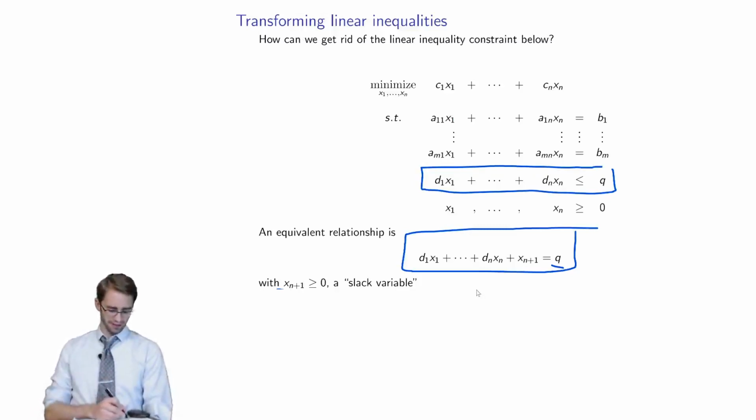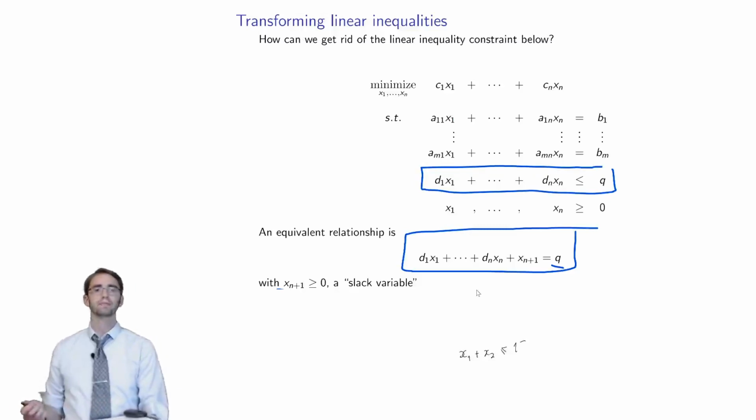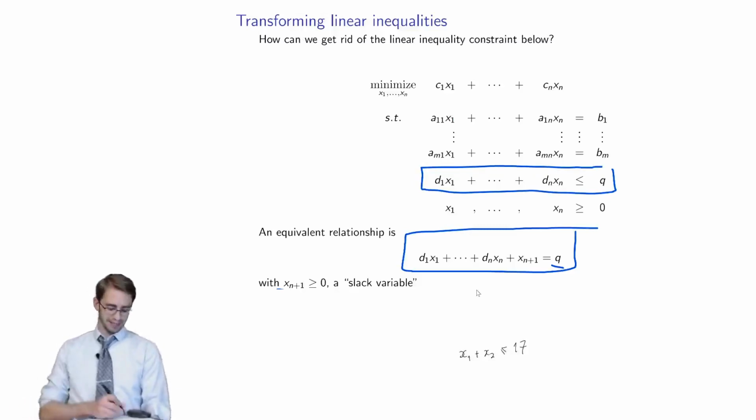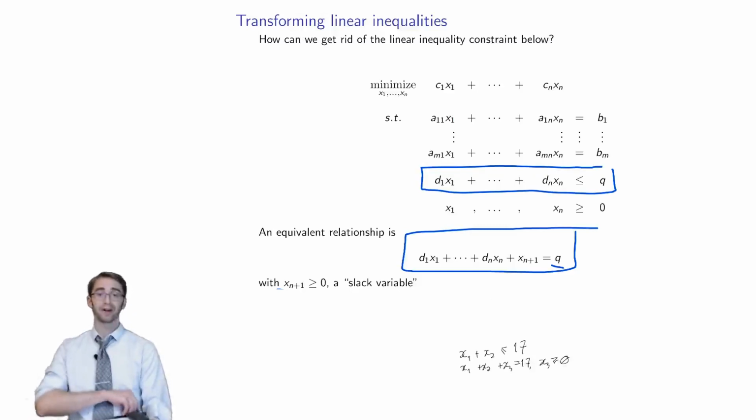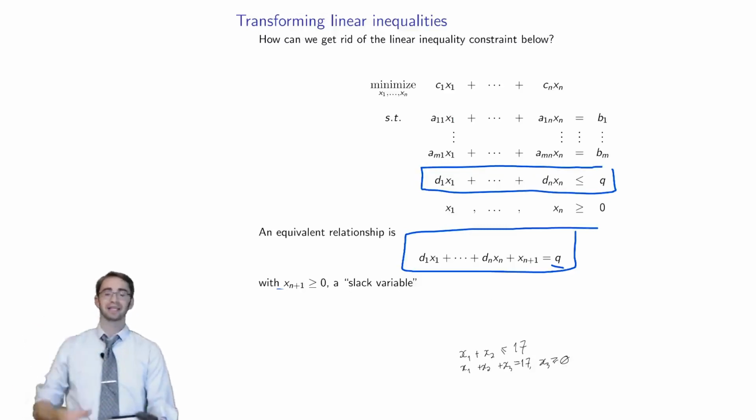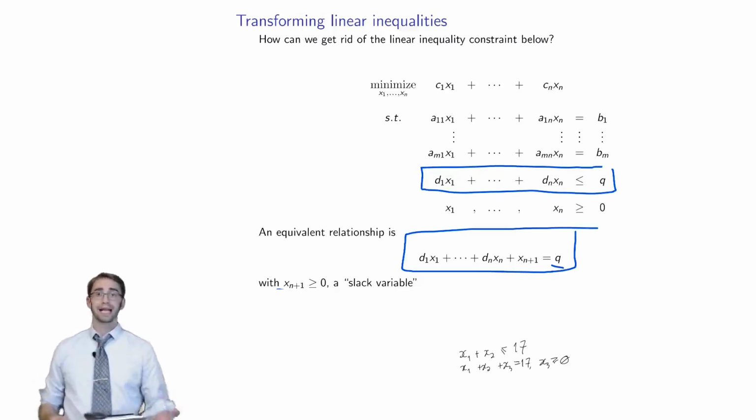Let me do something really concrete. If I say x1 plus x2 is less than or equal to 17, that is the same thing as me saying x1 plus x2 plus x3 is equal to 17, and x3 is greater than or equal to 0. Those are manifestly the same thing. I've just introduced an extra variable, and I've shifted the inequality into that. We call these new variables slack variables.